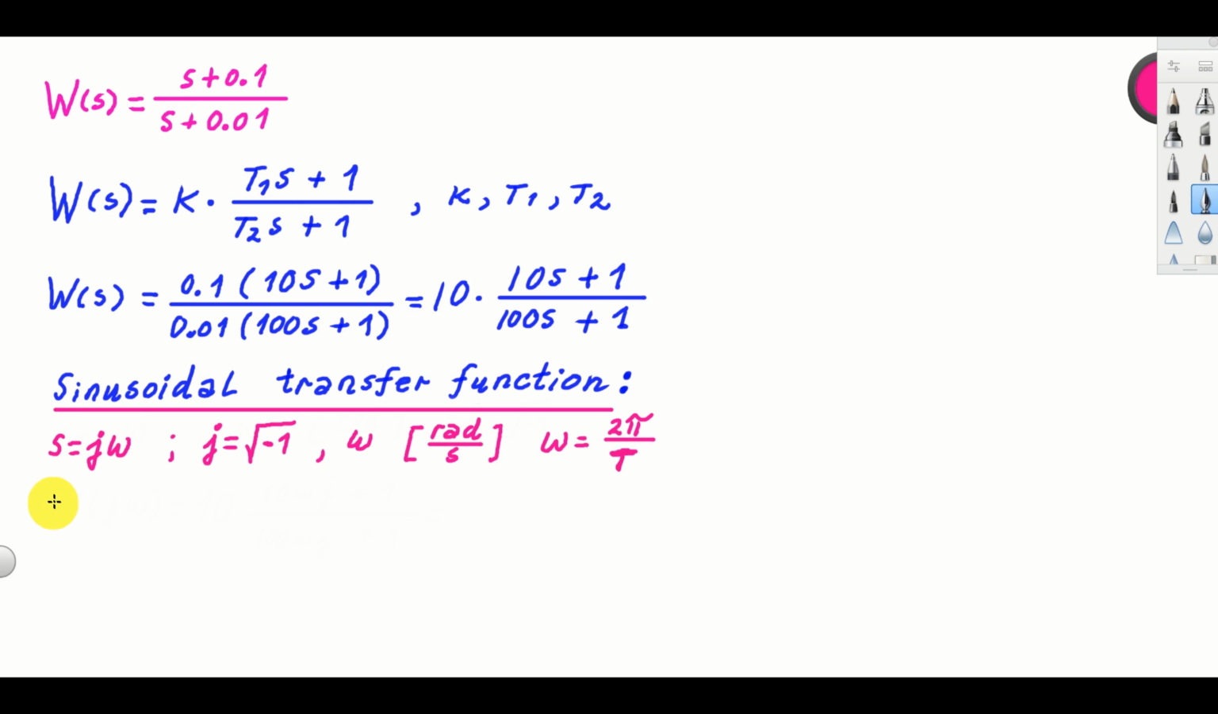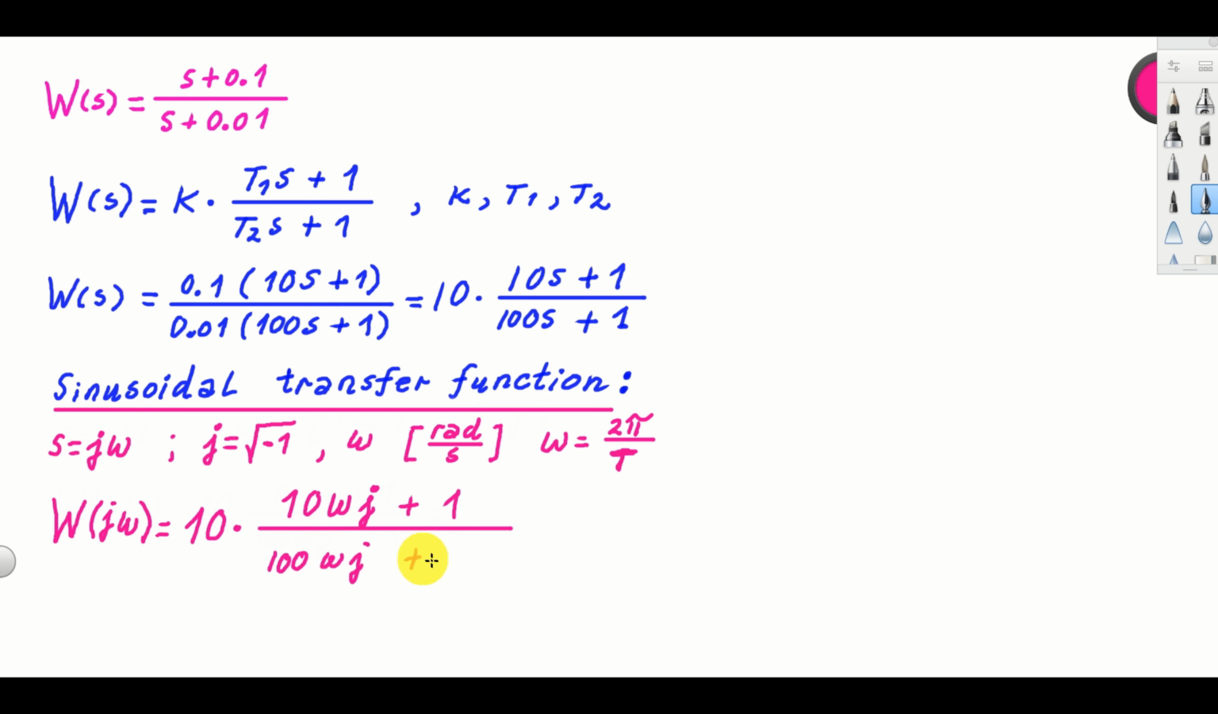The sinusoidal transfer function has this form. W of j omega is, the gain remains the same, it's equal to 10, and over here in the numerator we will have 10 omega j plus 1, and in the denominator we will have 100 omega j plus 1.